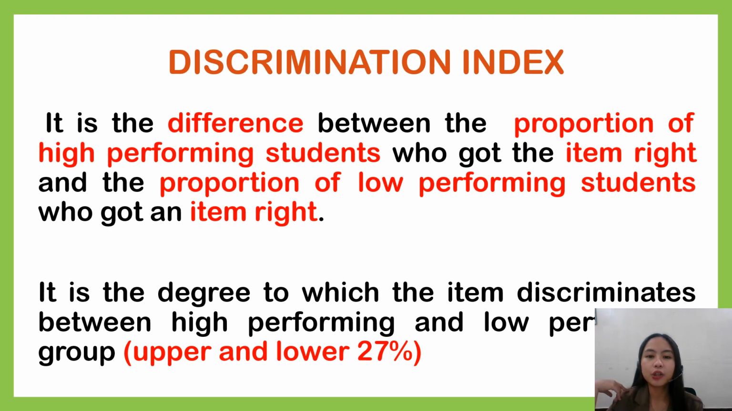So it is the degree to which the item discriminates between high-performing and low-performing group, the upper and lower 27%. So later on, malalaman natin kung saan natin gagamitin si upper and lower 27%. Let's have our example.